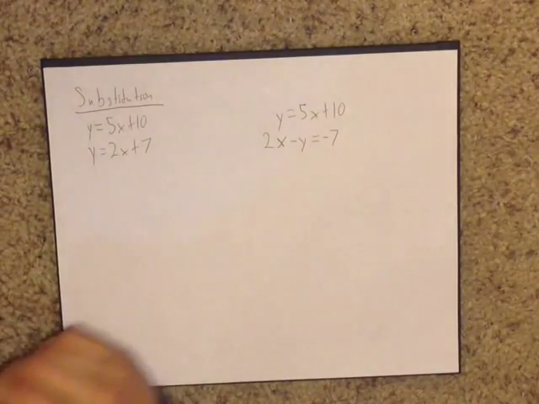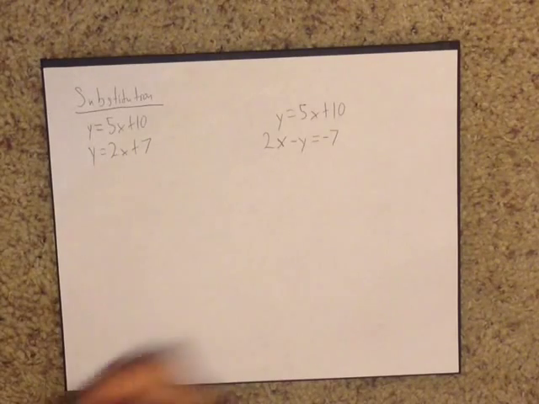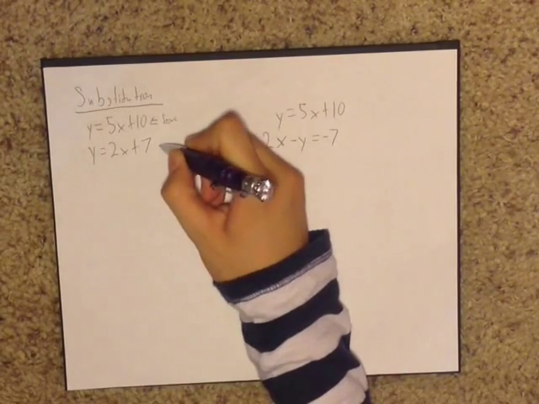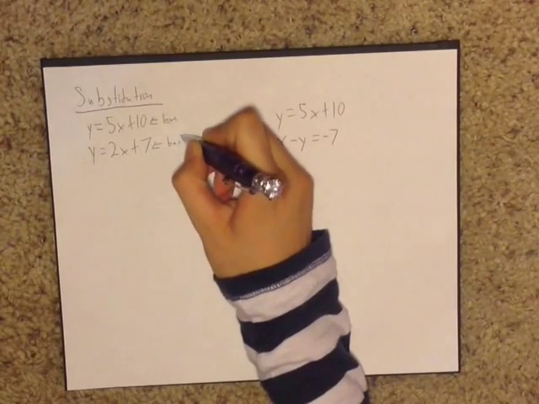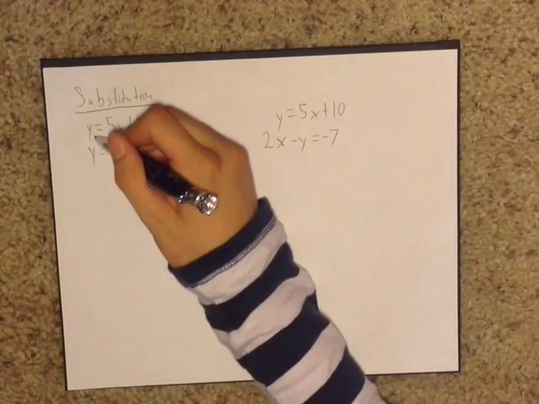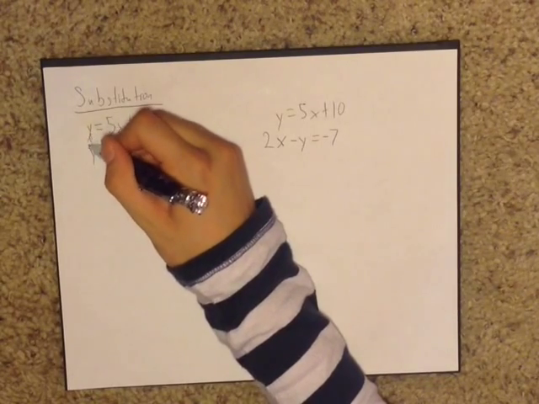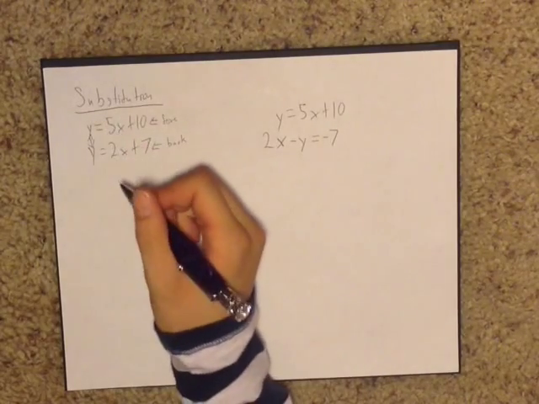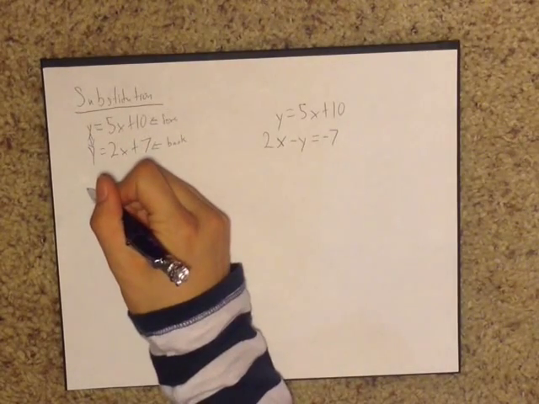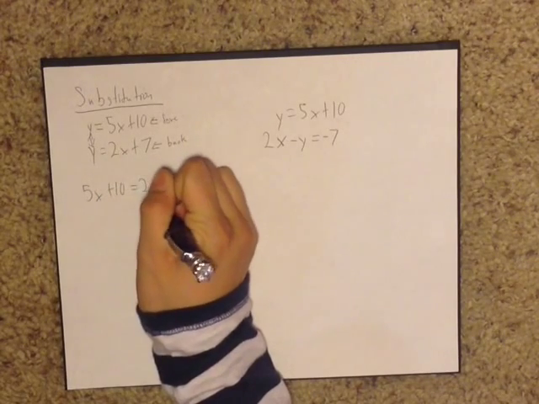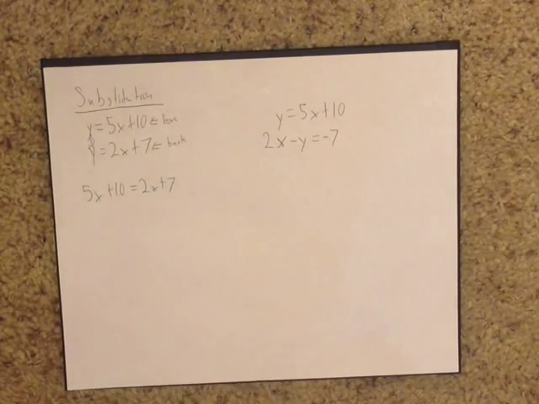So, system of equations substitution method. This is going to be our roller coaster in the foreground, and this is going to be our roller coaster in the background. So, since these two are both equal to y, that means they should both equal the same thing for this point. So, we do 5x plus 10 equals 2x plus 7.